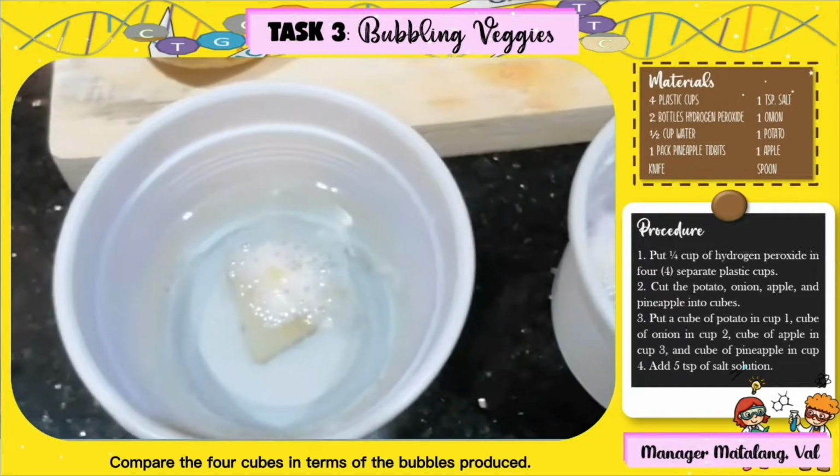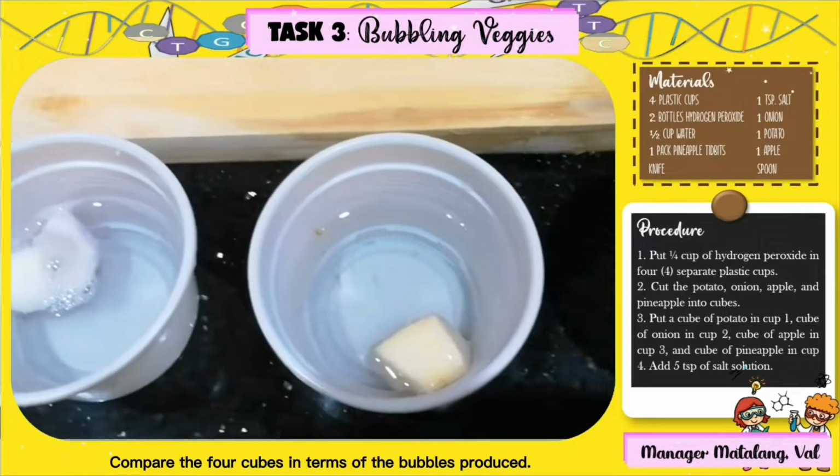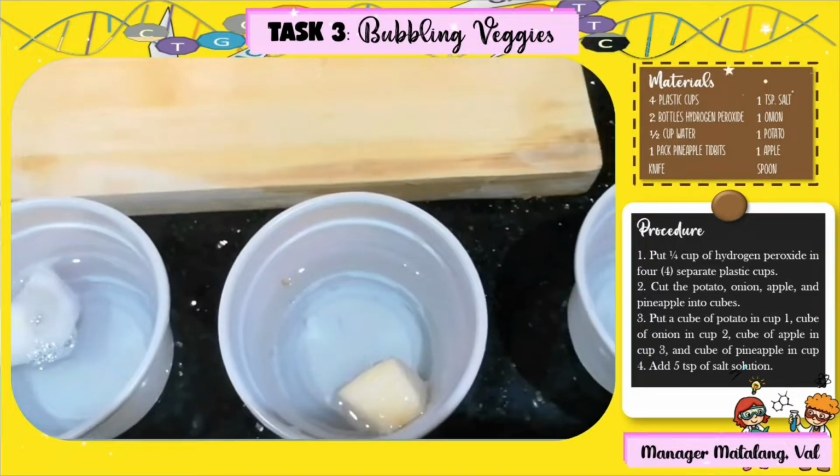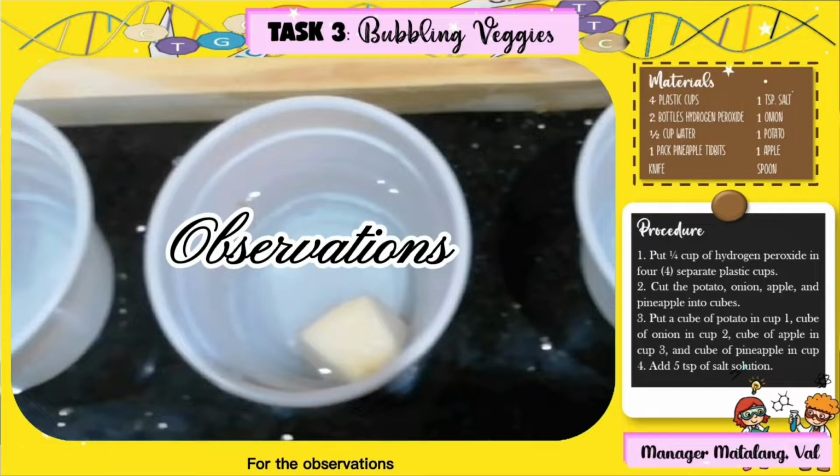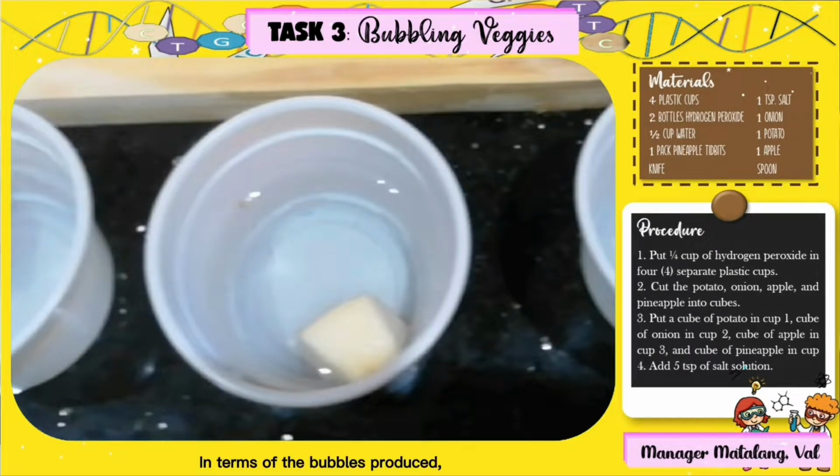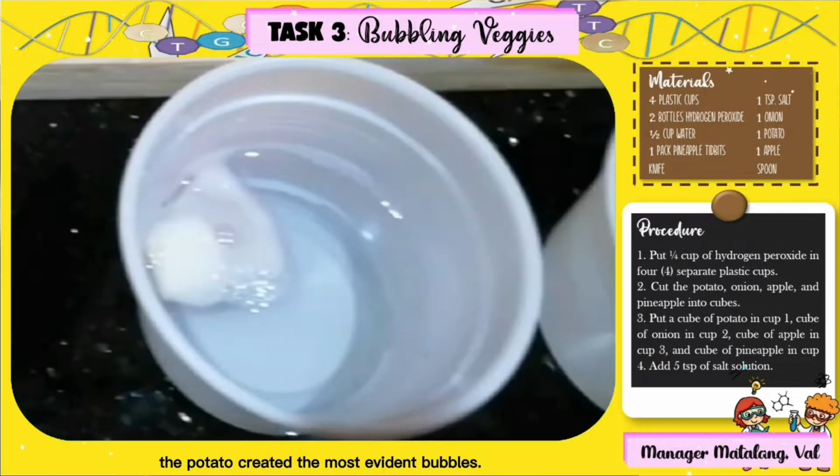Compare the 4 cubes in terms of the bubbles produced. For the observations, in terms of the bubbles produced, the potato created the most evident bubbles. The onion also showed a number of bubbles, but not as many as the potato.